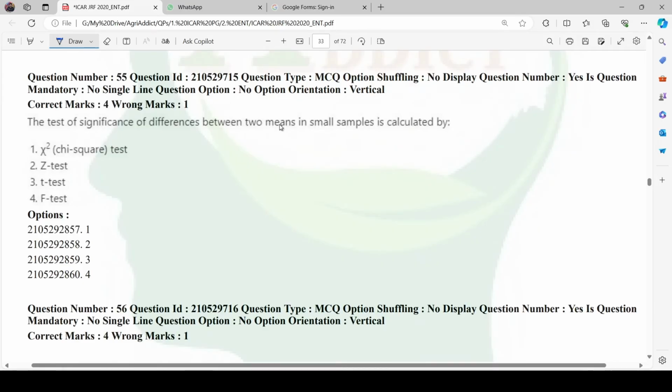The test of significance of differences between two means in a small sample is calculated by t-test. When two means are there, it is the t-test for two treatments. Okay. And here the sample size is also less than 30, meaning a small sample size.